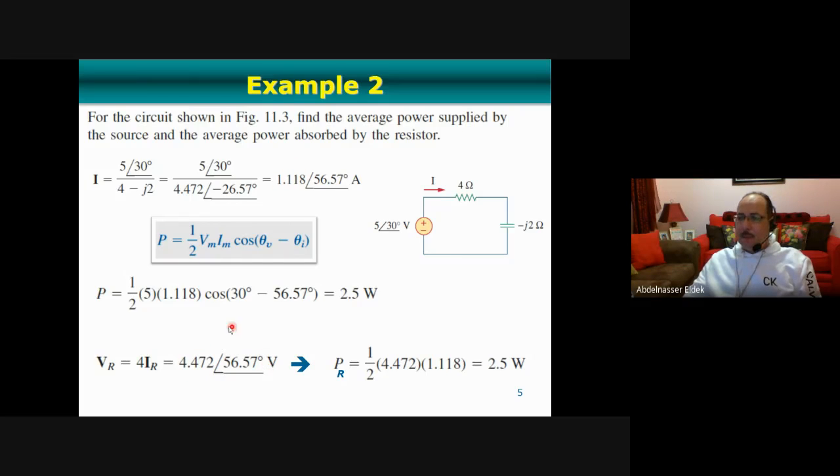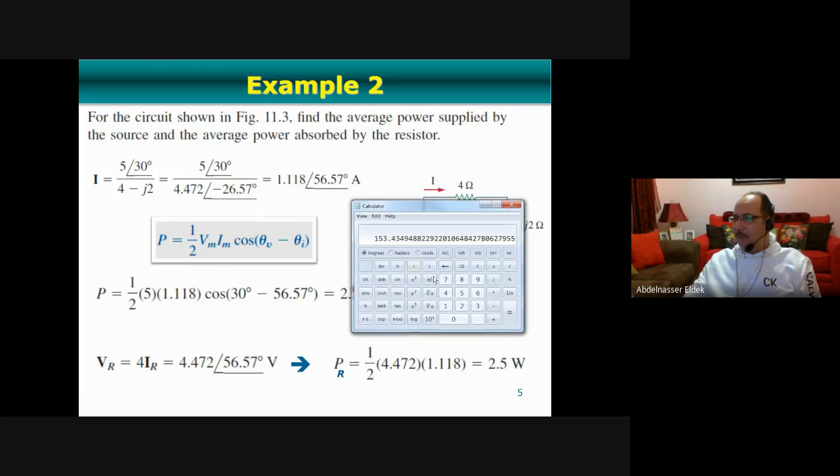Okay, now you substitute in this equation. So it is 1/2. You want to calculate it. It is 0.5 times Vm here, which is this one here, 4.472. Okay, times the current Im, which is this one here, 1.118. Okay, here it is. Cosine of the difference. And what's the difference here between 56 and 56? It is 0. So cosine 0 is just 1. So the power is what?